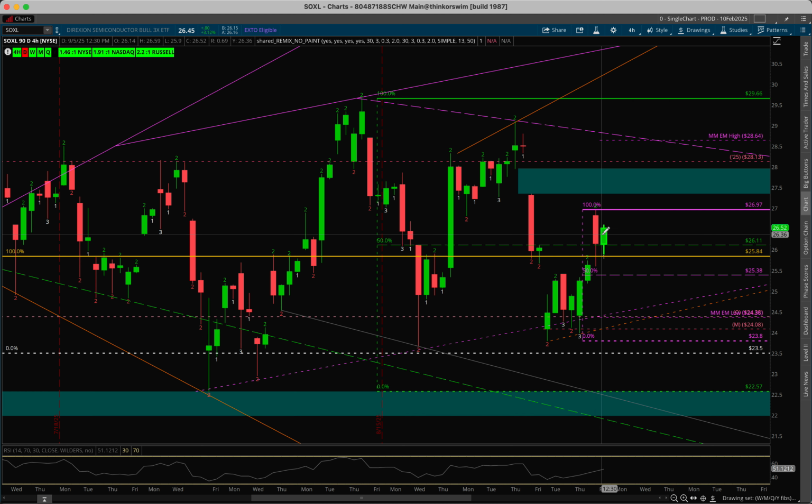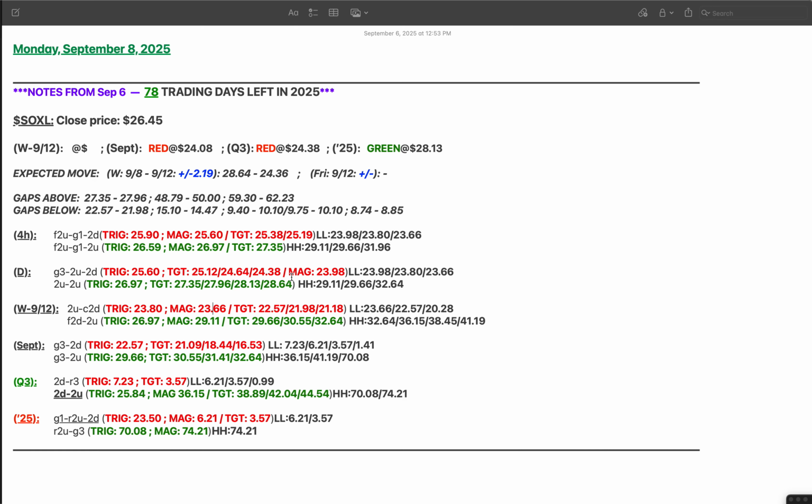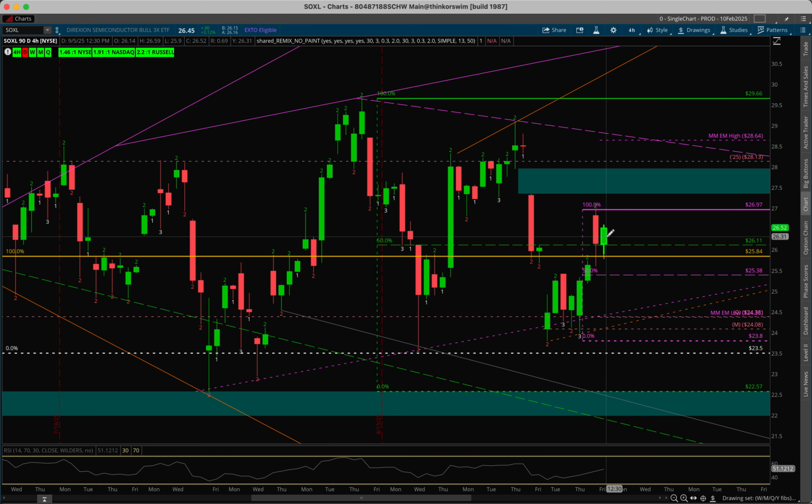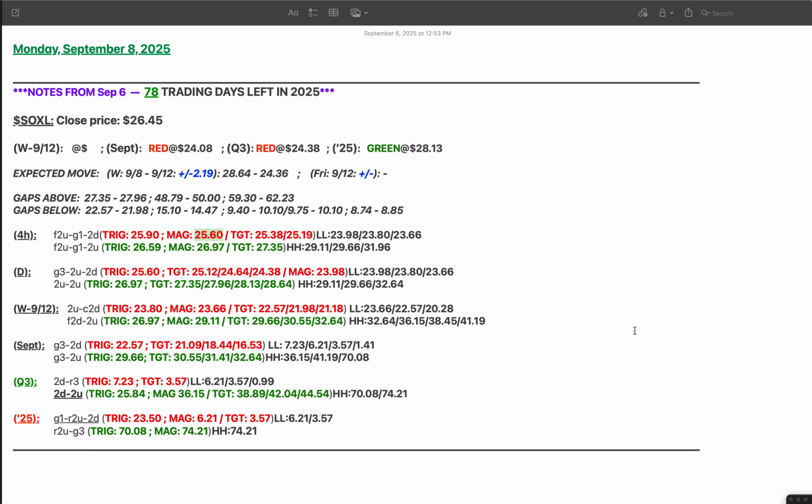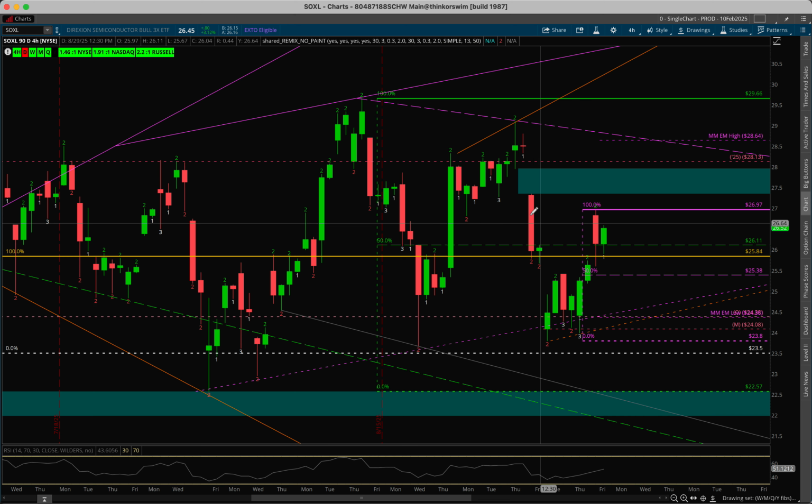And we can have a 2 1 2 down, which would trigger at the low of this 1, and we would be targeting the low of this 2, right? So we have those here in our notes. We have the trigger to the downside at 25.90 with the magnitude of 25.60. So the low of this candle is 25.90, the low of this candle is 25.60. We've got extended targets of 25.38 and 25.19, right? 25.38 is last week's 50%, and 25.19, yeah, 25.19. We bring out our fibs here.